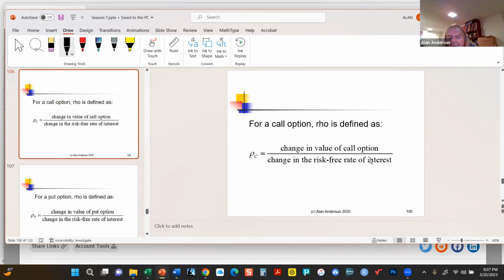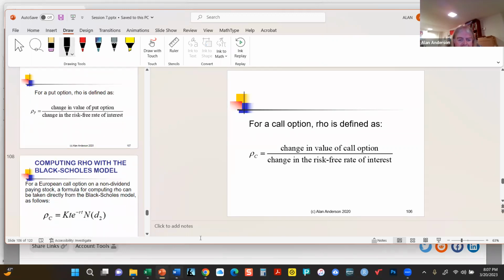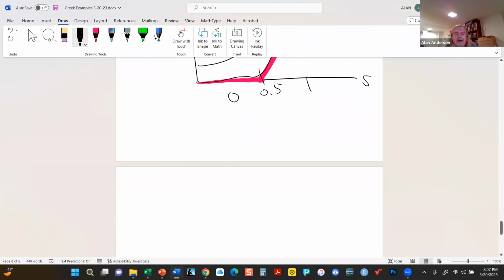Now here, the reaction of calls and puts to changes in interest rates is very, very different. And in fact, it turns out that higher interest rates will benefit call options and will reduce the values of put options. So what exactly is the reason behind this?